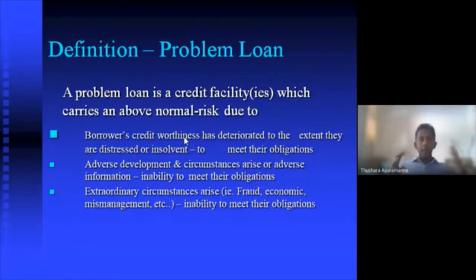Then there may be an environment being created, like right now, the COVID example. So inability to meet their obligation, that again is a problem category. Then extraordinary circumstances are also possible, like a tsunami, fraud, economy, government policies. Again, extraordinary circumstances could happen, and as a result, the above normal risk could take place. So three categories, three inputs.